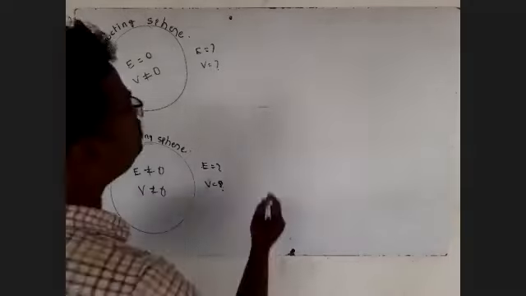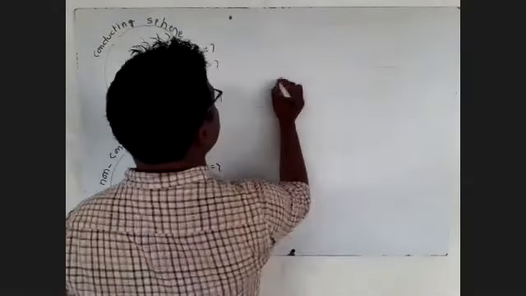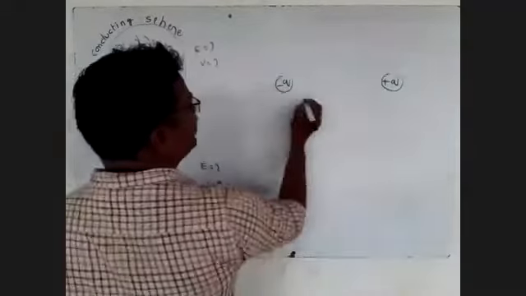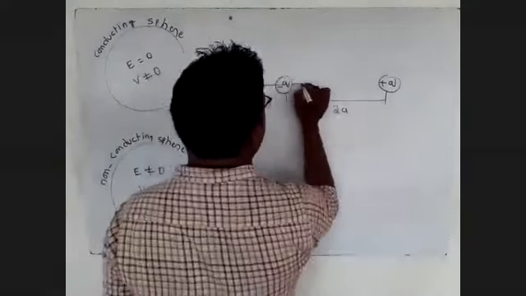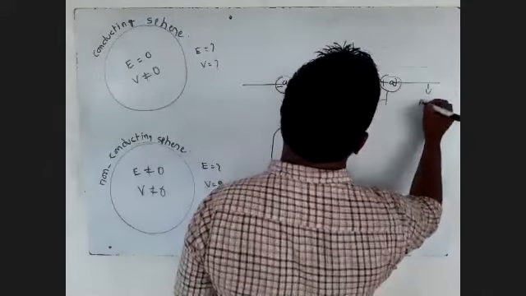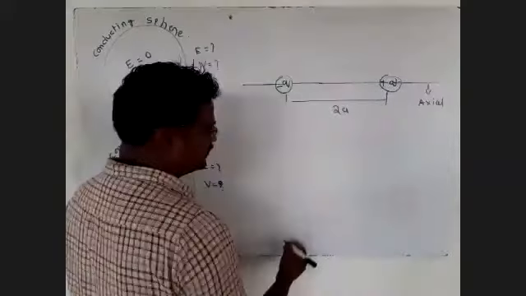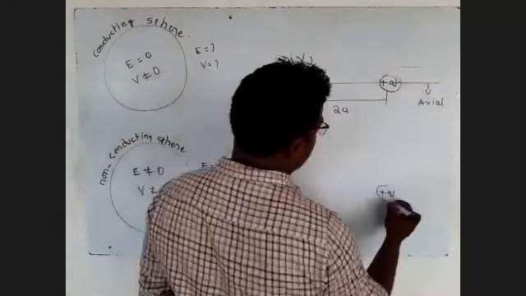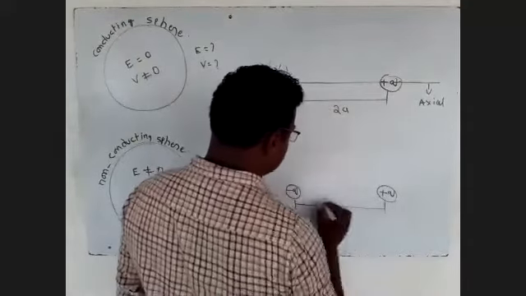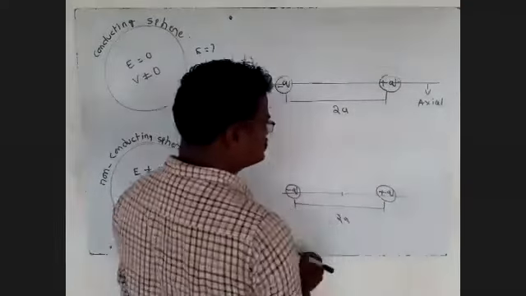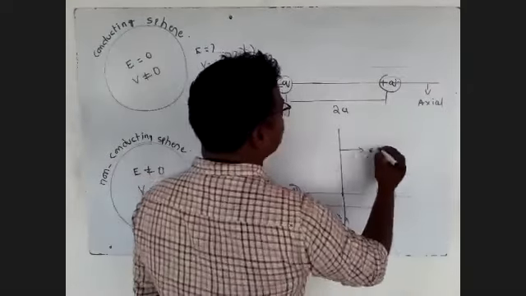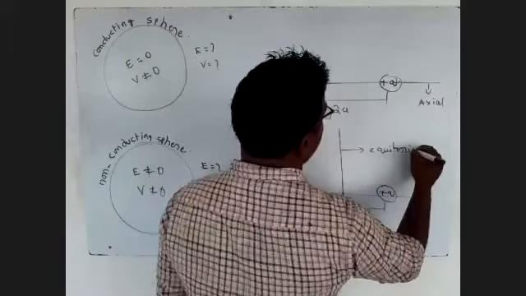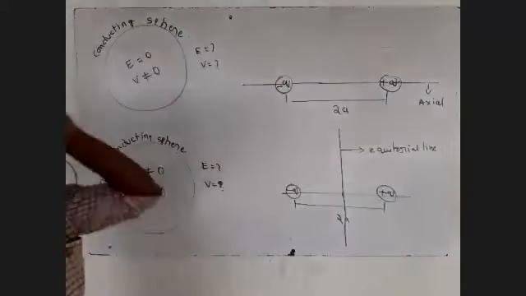Next point. This is minus q, this is plus q, this is a dipole. The distance between the two charges is 2a, and a straight line passes through minus q and plus q. This is the axial line. This is the center of the dipole. One straight line passes through the center of the dipole; we call this the equatorial line, or bisector line.